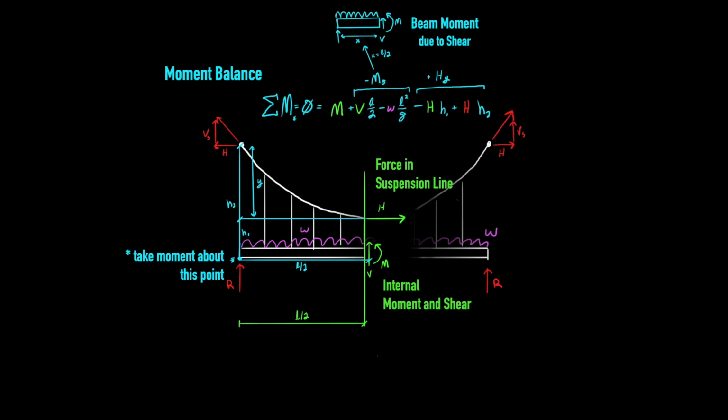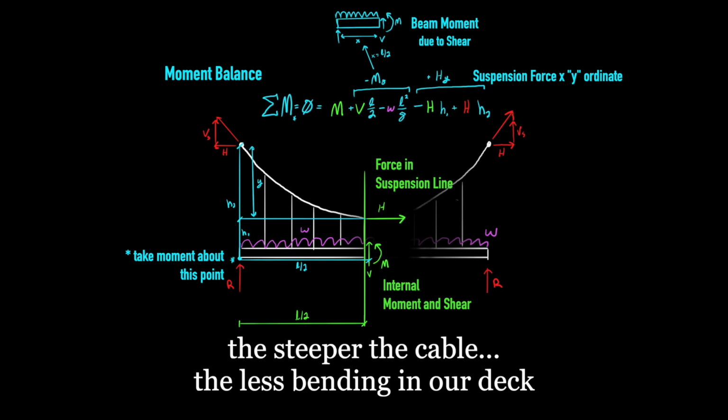And then that second term, since they're both H, we can combine H1 and H2. And we see that we can subtract out this horizontal component in the suspension line. We can multiply this by the y-ordinate, as it's called. And the y-ordinate is essentially the distance from the top of the suspension line to its lowest point. So another pattern we get in suspension bridges is the larger this distance between the top and the bottom of the suspension line, or the steeper the cable, the less moment we have building up in the deck. This isn't deflection theory, but this is just a little observation.